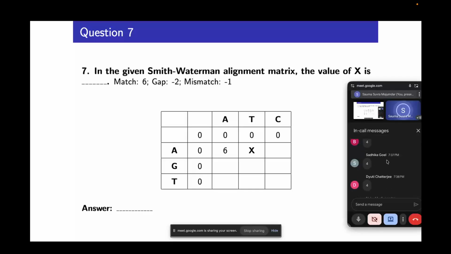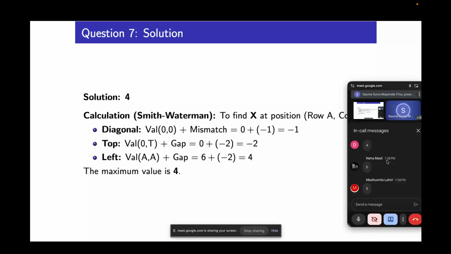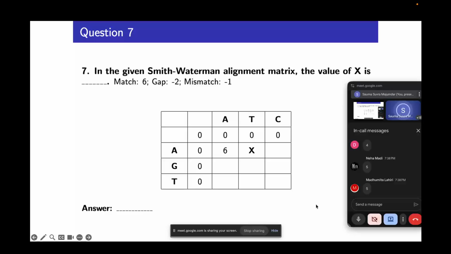Okay, I see a few fours and a few fives. I think the correct answer is four, if I am not wrong. Yeah, four. But the people who have answered five, I think what you're doing is you're moving from this to this.